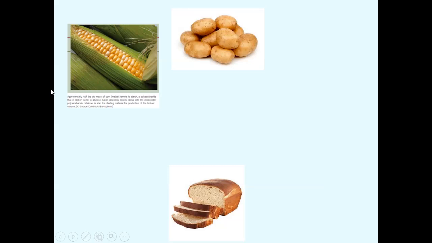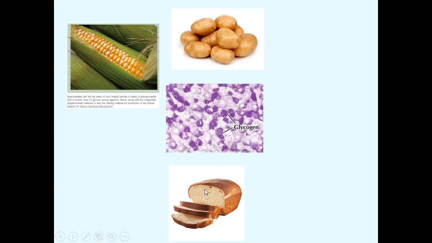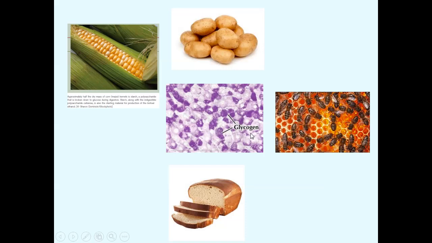Starch is a major plant polysaccharide for storage. Corn, potatoes, and bread are all rich sources of starch. Animal cells store carbohydrates in the form of a polysaccharide called glycogen. In this figure, glycogen is stained purple in these animal cells. Honey is a commonly used product and is a mixture of various mono and oligosaccharides.